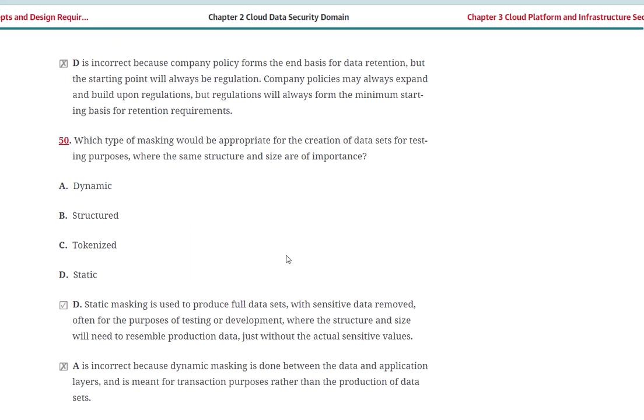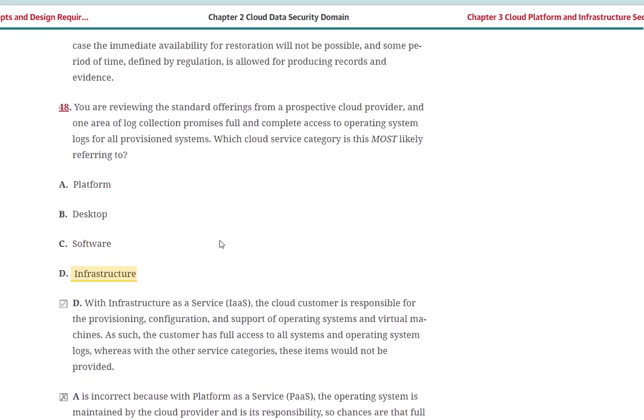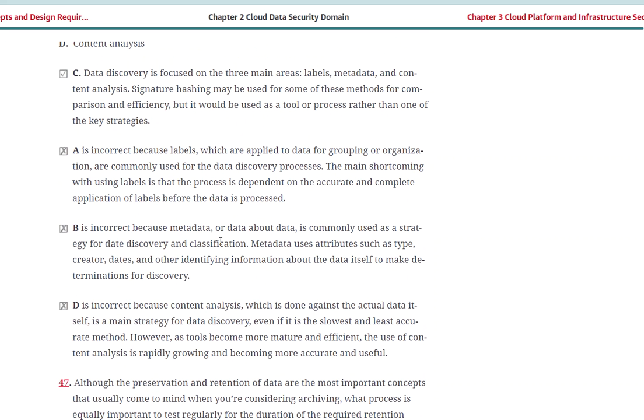50. Which type of masking would be appropriate for the creation of data sets for testing purposes where the same structure and size are of importance? And the correct answer is dynamic. All right, and that's the end of chapter 2. So chapter 2, data security domain.